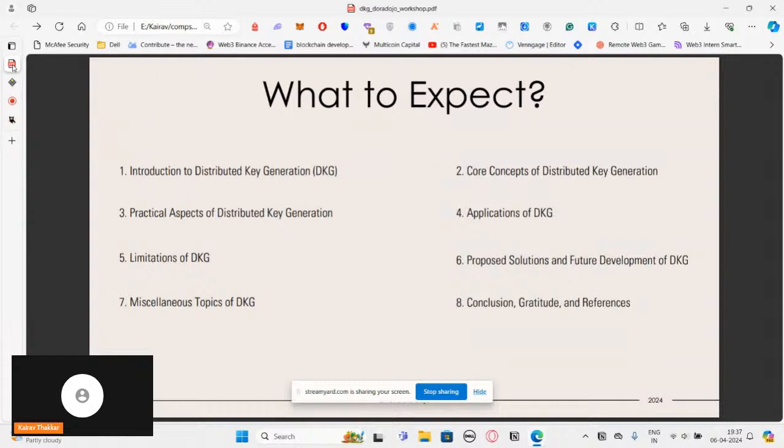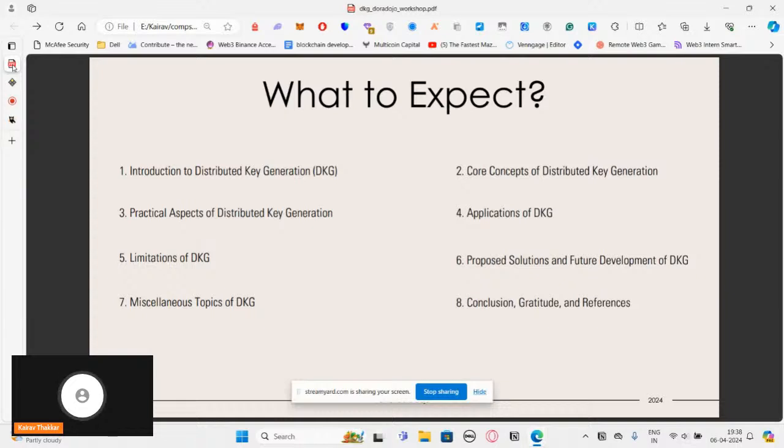So, let's understand what we are going to get out of this workshop. First, we are going to understand what distributed key generation is. I'm just going to introduce the topic and make it as easy as possible to understand. Then we are going to delve into the core concepts around this topic. We're also going to look into the practical aspects, how distributed key generation is being operated practically in the real world, and how it can be operated in the future.